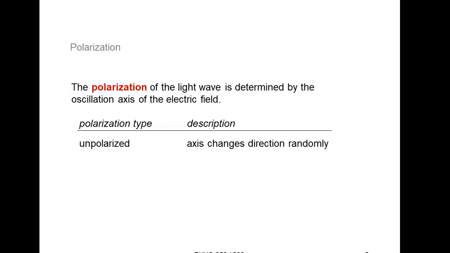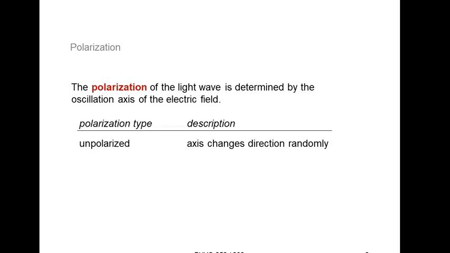Depending on that, we have different polarization types. So unpolarized light just means as the electromagnetic wave is traveling, this oscillation axis of the electric field is just changing randomly. The axis is not fixed, nor is the axis rotating in a definite pattern. The axis is just changing its direction randomly. We call that unpolarized light. And a lot of light is unpolarized.